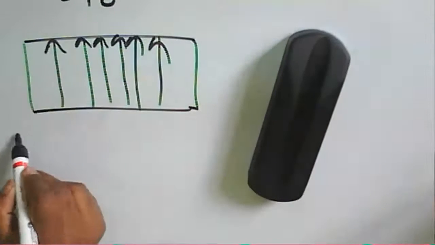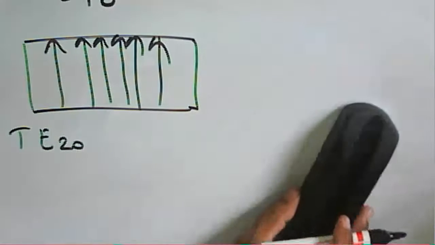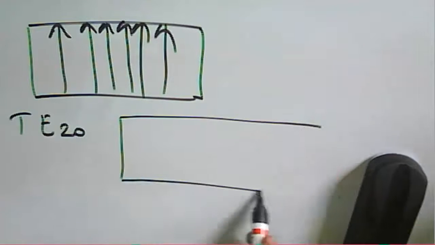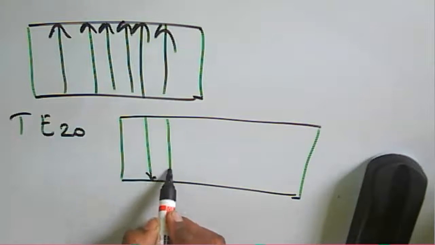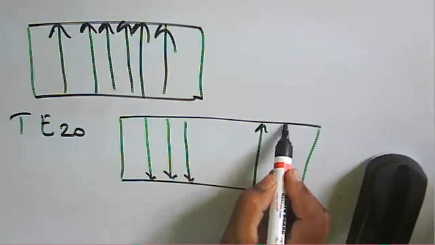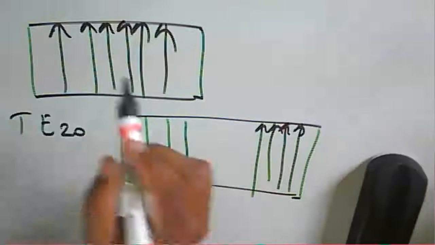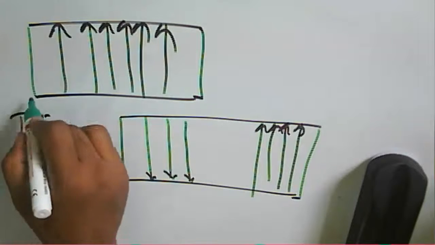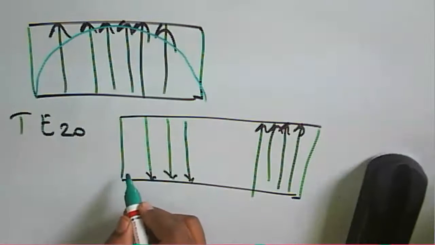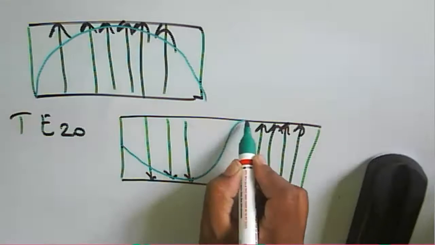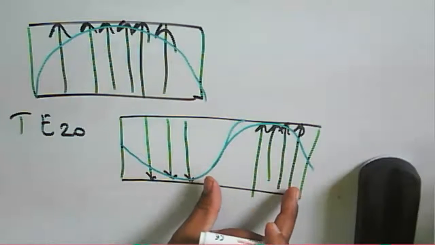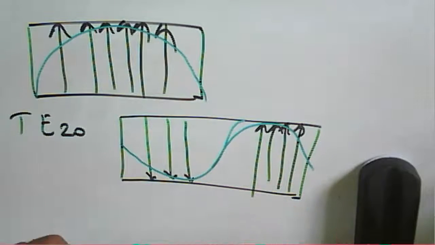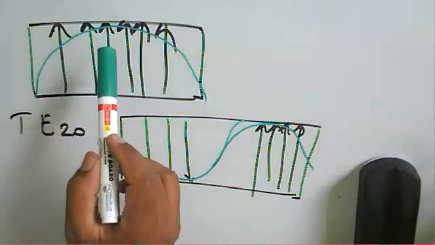If it is a TE20 mode, in this particular case, for the same rectangular waveguide side, we have two half cycle variations. Here it is one half cycle variation, but here we have two half cycle variations: one half cycle, another half cycle. That is TE20. If it is TE30, likewise. So we have the half cycle variation for the m, and similarly for the n.